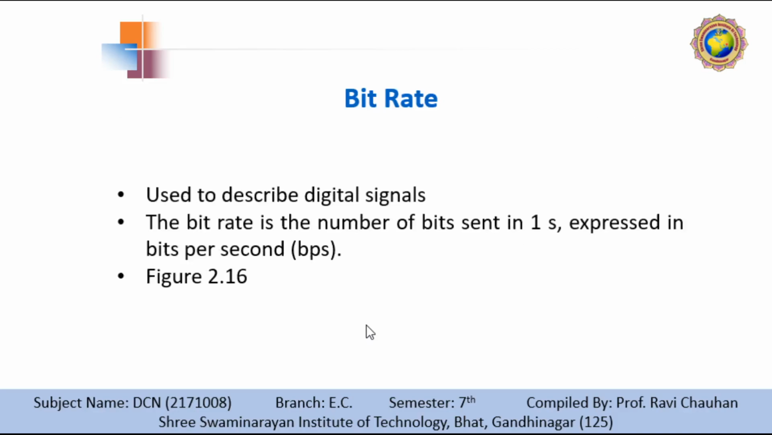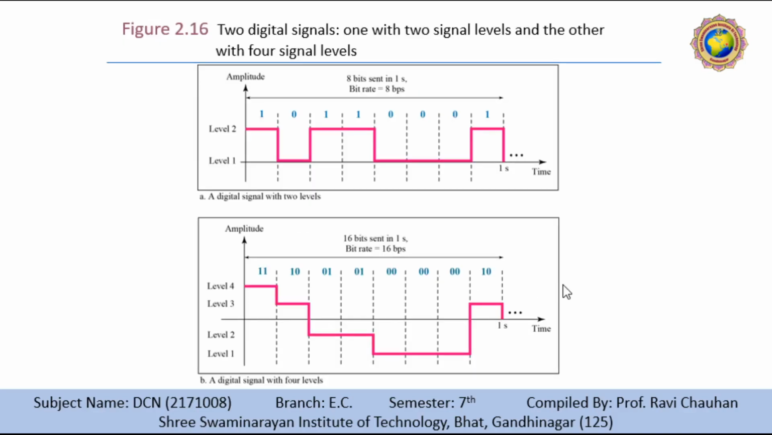Next is bit rate. Most digital signals are non-periodic, and thus the period and the frequency are not appropriate characteristics. Another term, bit rate, instead of frequency, is used to describe the digital signal. A bit rate is the number of bits sent in 1 second, expressed in bits per second, or BPS. The figure shows the bit rate of the 2 signals over here.